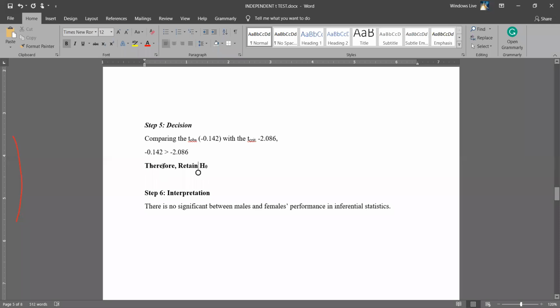But in this regard, when it comes to this calculation, we are supposed to retain H0. So it means that we need to state the H0 hypothesis under the interpretation by stating that there is no significant difference. All right. So that will be all when it comes to calculation of independent t-test.